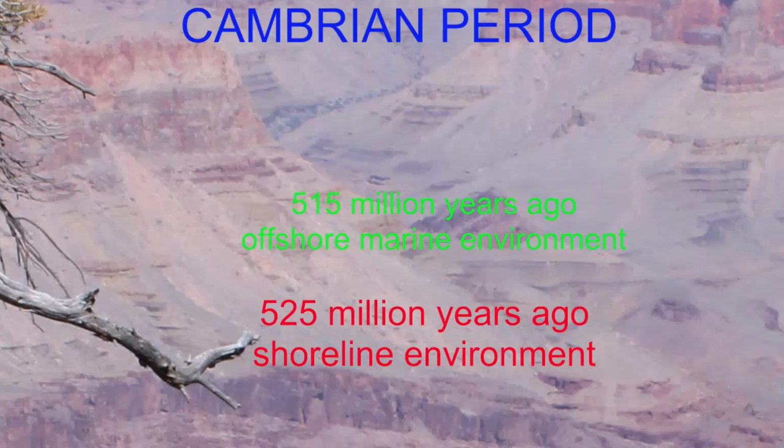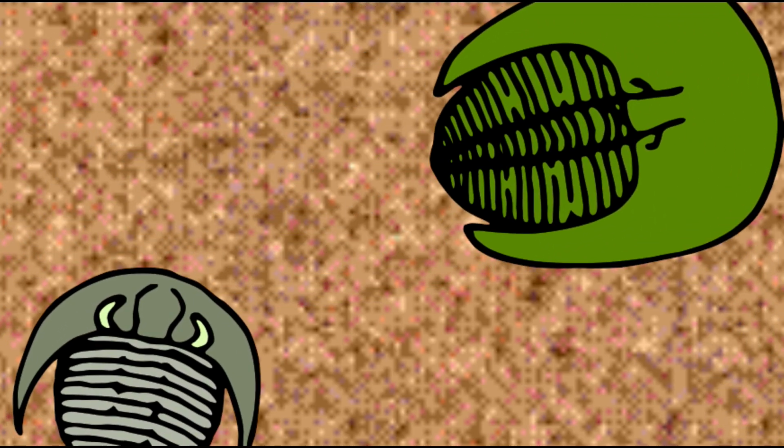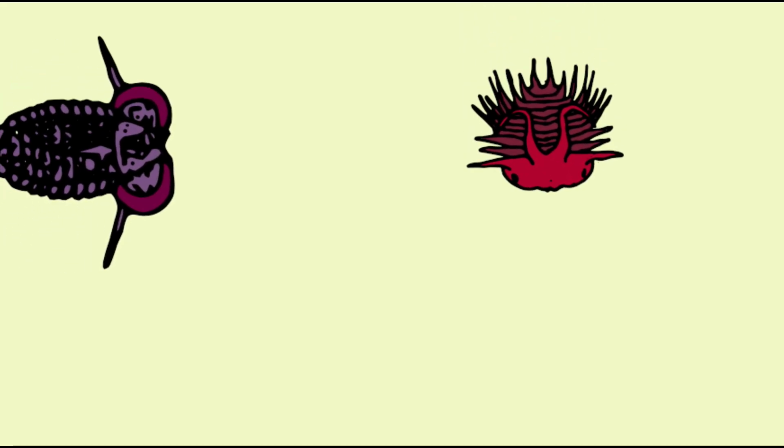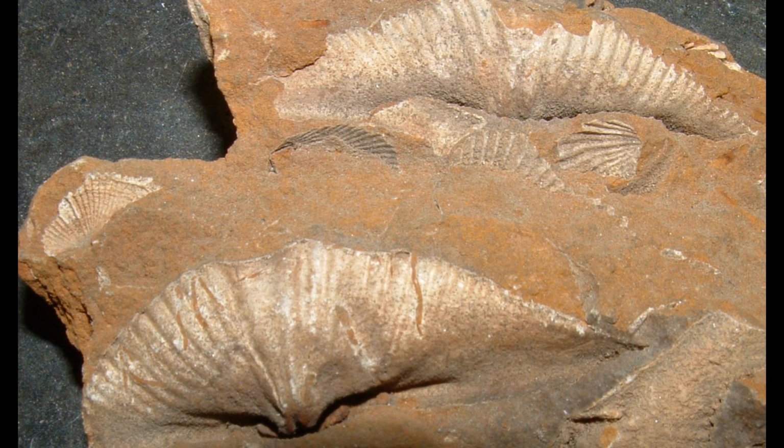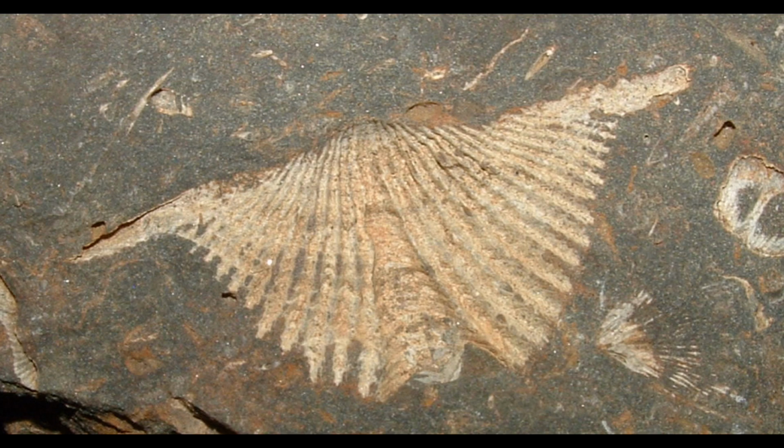At first, it was an environment along the ocean shore, and then it was to some degree offshore as a marine environment. And then by 505 million years ago, it was further offshore. And there are fossils of the marine invertebrates known from the Cambrian period, which have been found in the Grand Canyon, such as trilobites and brachiopods. These images here are not from the Grand Canyon. These are just sample trilobites and brachiopods.